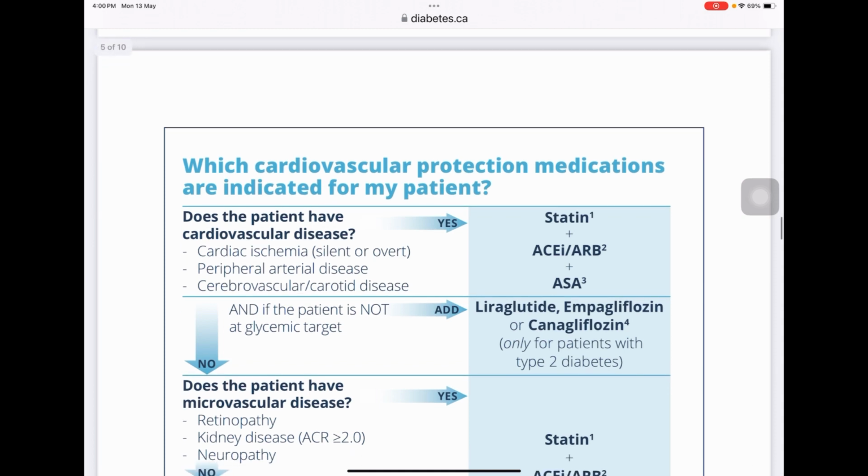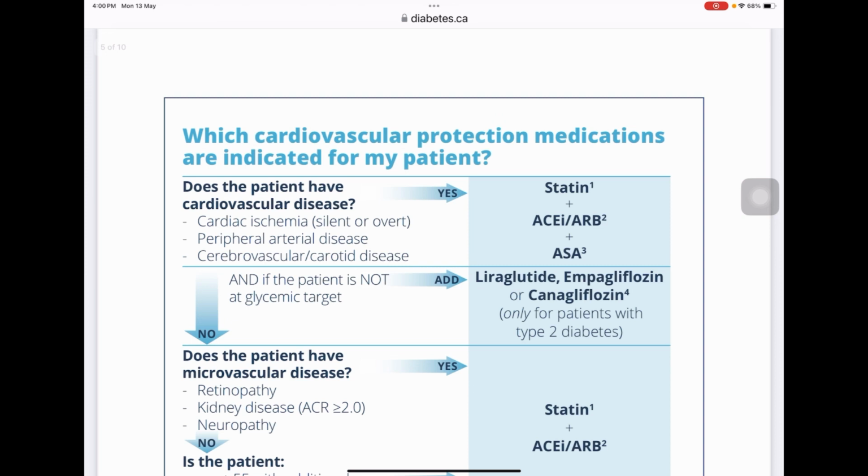Now, which cardiovascular protection medications are indicated for my patient? Does the patient have cardiovascular disease? If yes, cardiac ischemia, silent or overt, peripheral arterial disease, carotid disease, what do you need to do? You need to start the patient on a statin, number one. You also need to give ACE inhibitors or ARBs, not together, right? Because together they may cause hyperkalemia, and that's not good. So either one of them. And you have to make sure the patient is on aspirin. The patient is diabetic with cardiovascular disease. Three medications you need to remember: statins, ACE inhibitors or ARBs, and aspirin.